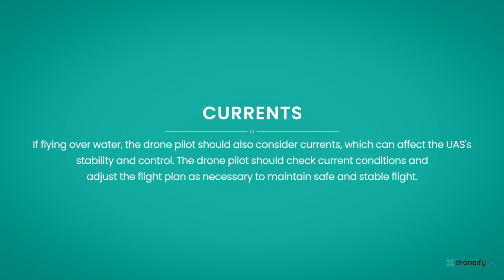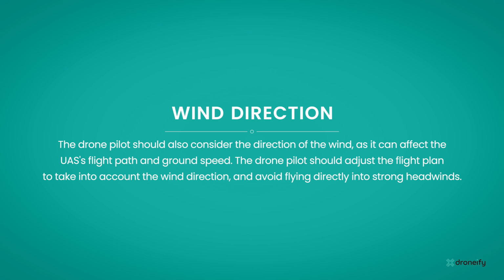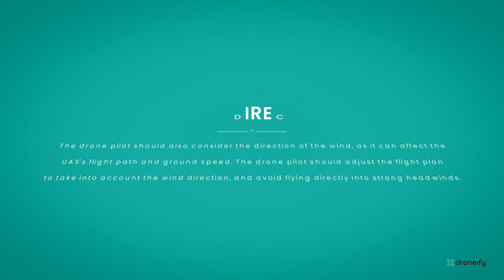accordingly. Currents. If flying over water, the drone pilot should consider currents, which can affect the UAS stability and control. The drone pilot should check current conditions and adjust the flight plan as necessary to maintain safe and stable flight. Wind direction. The drone pilot should also consider the direction of the wind, as it can affect the UAS's flight path and ground speed. The drone pilot should adjust the flight plan to take into account the wind direction and avoid flying directly into strong headwinds.